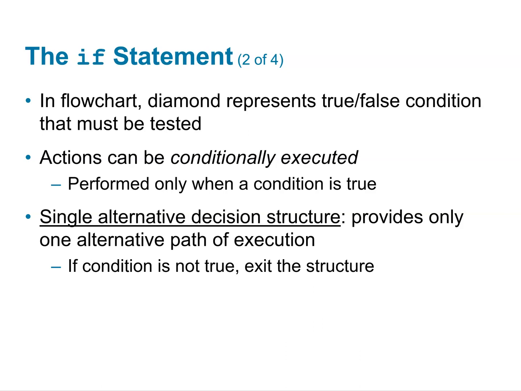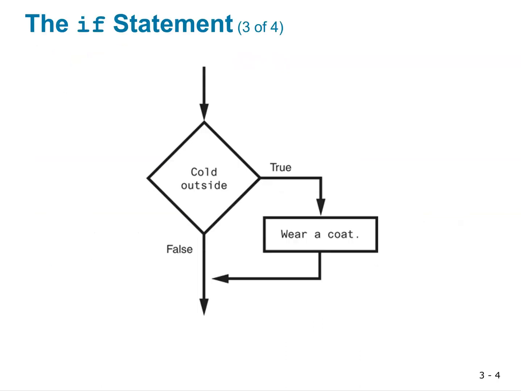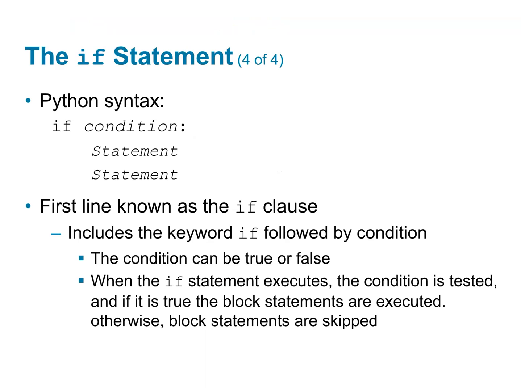So this is a single alternative decision structure, providing only one alternative. If it's true, do this, otherwise continue on. If it's cold outside, true, yes, wear a coat, otherwise just keep going. The syntax in Python is if condition, we'll talk about what a condition is later, then we have to indent our statements, however many you want. If this condition is true, these will be executed, otherwise they will be skipped.